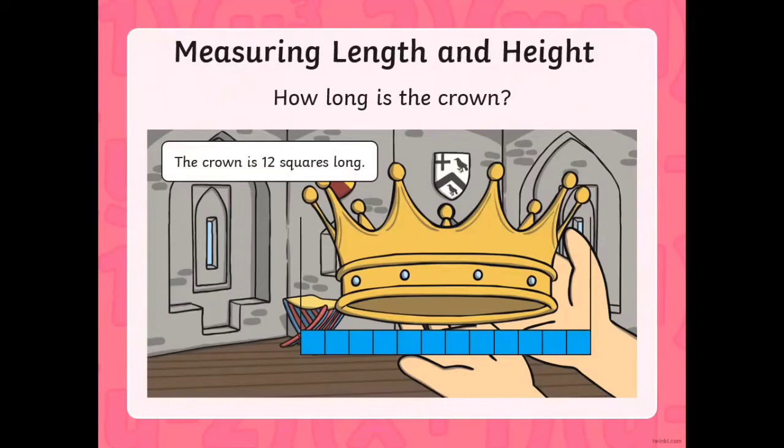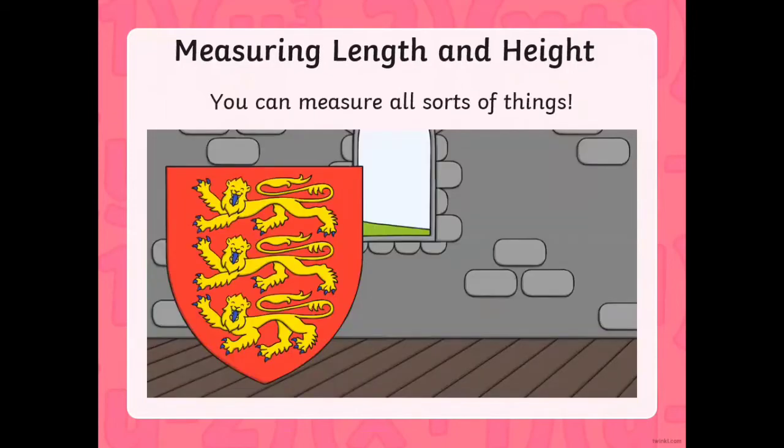Okay, very good. So everybody, you can also measure all sorts of things. In here, we can measure using paper clips, squares, all sorts of things, not only paper clips. For example, how many squares tall is the shield? This is the shield, the red one.